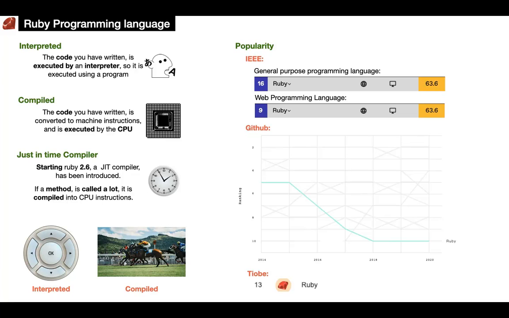Ruby is an interpreted language. Interpreted means that there is a program which is going to execute your code. In other words, Ruby is not a compiled language. For a compiled language, the code is translated into CPU instructions and is executed by the CPU. Starting Ruby 2.6, just-in-time compilation has been introduced to Ruby, so what this means is that the code which is being called a lot, when a given threshold is attained, is compiled into machine instructions, so part of the code keeps being interpreted, and only the most used code is compiled.